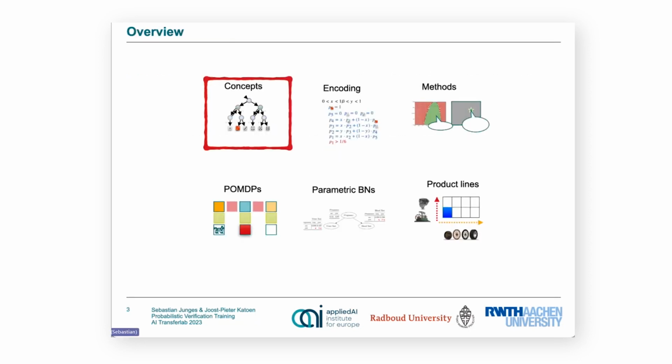So I'll talk about concepts, encodings, and methods, which will be more on the theoretical side. And then we'll talk about POMDPs, parametric Bayesian networks, and product lines in order to get a feeling for how we use these techniques in application domains.